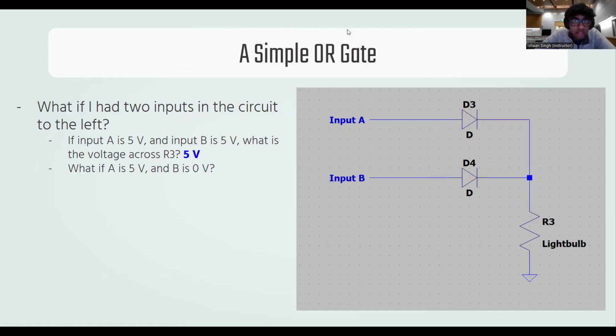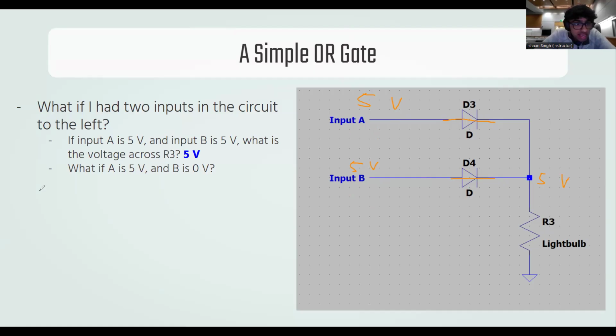How is it 5 volts? So if A is 5 volts, this diode is in forward bias, so it's basically a wire. If B is 5 volts, this diode is also in forward bias, so it's like a wire. And that means we have a wire that's connecting 5 volts to this point right here above the resistor. So this point's also 5 volts.